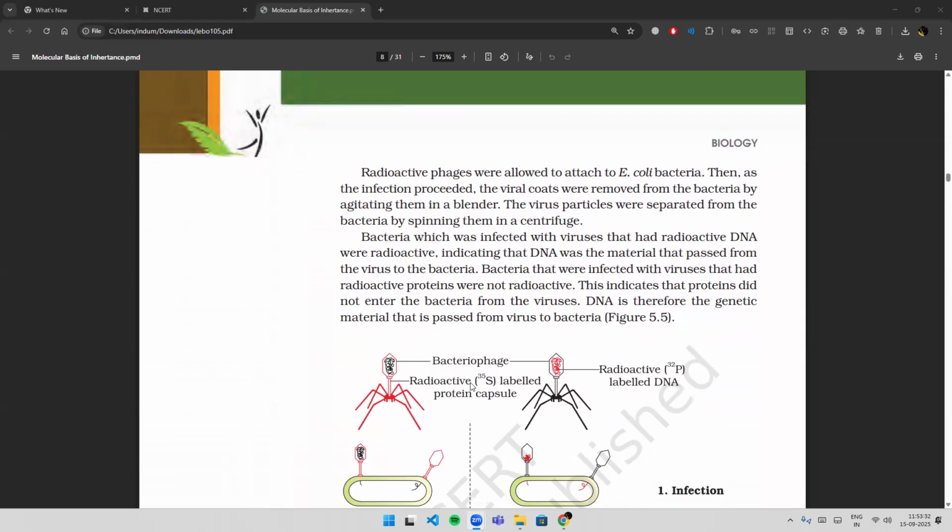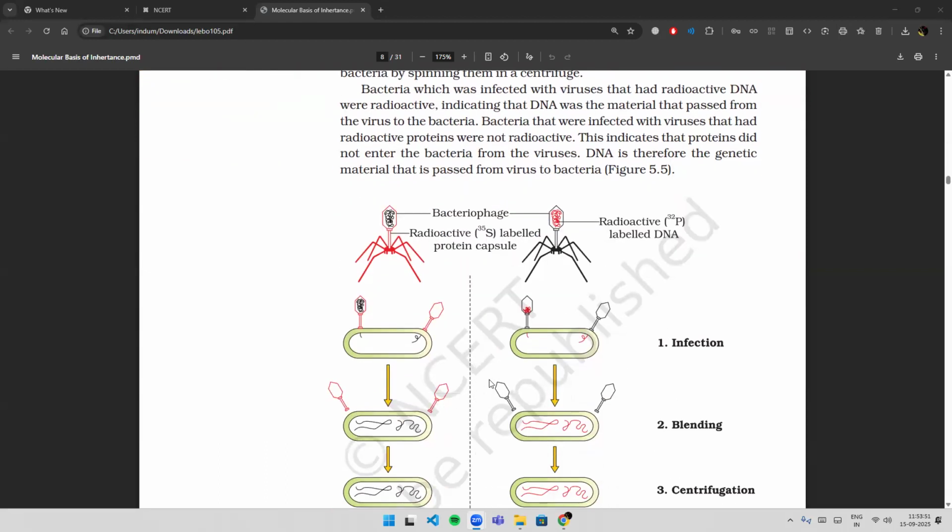Bacteria that were infected with viruses that had radioactive DNA were radioactive, indicating that DNA was the material that passed from the virus to the bacteria. Bacteria that were infected with viruses that had radioactive proteins were not radioactive. This indicates that proteins did not enter the bacteria from the viruses. DNA is therefore the genetic material that is passed from virus to bacteria. Figure 5.5.